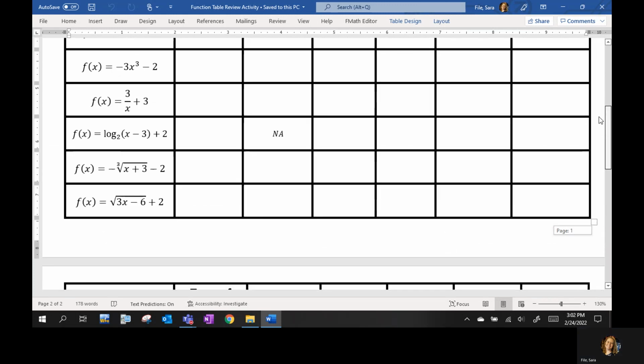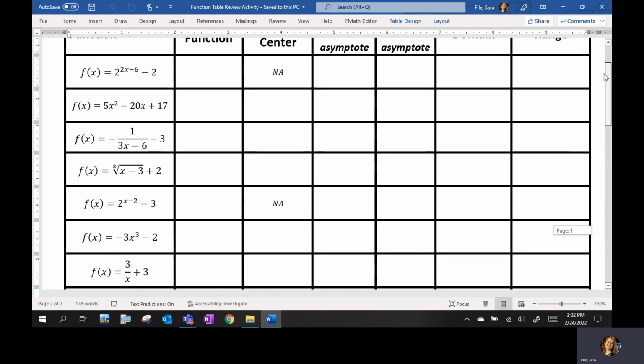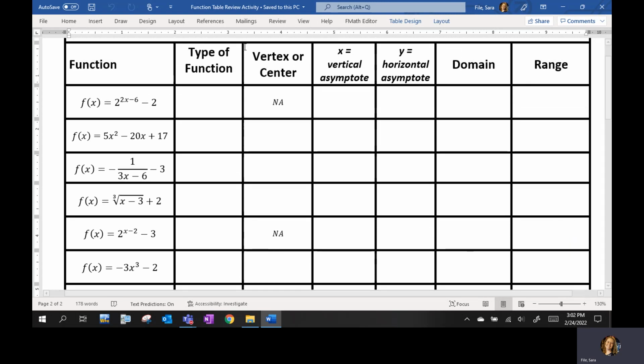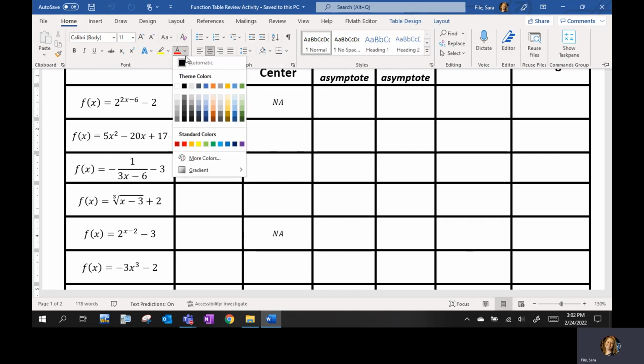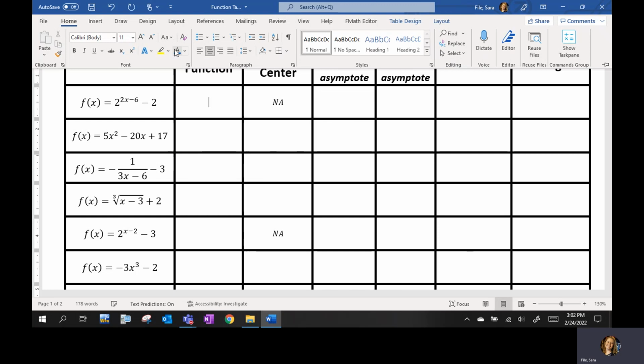All right, so we're going to start. I'm actually going to go through and we're just going to go ahead and fill in this entire column, type of function. You've got to know, looking at an equation, what type of function it is. So I'm actually just going to type that rather than writing. Let me get it in color also. So we'll put this in blue.